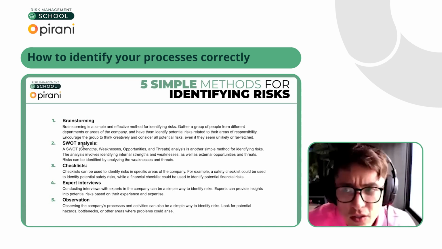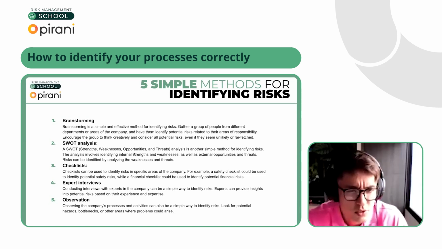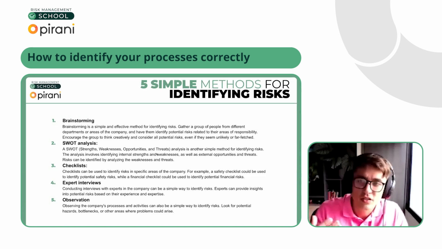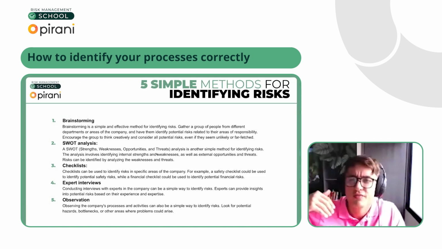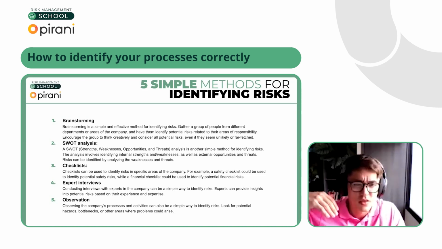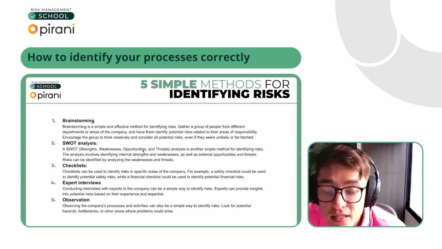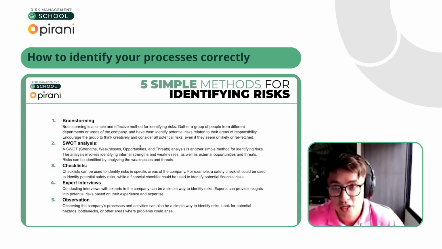There is another method called the SWOT analysis: strengths, weaknesses, opportunities, and threats. The idea is to understand what you have inside your company, but also what you have outside. What are the threats or opportunities beside your company? And again, it's not always going to be negative things, because regulatory changes can be good or bad.